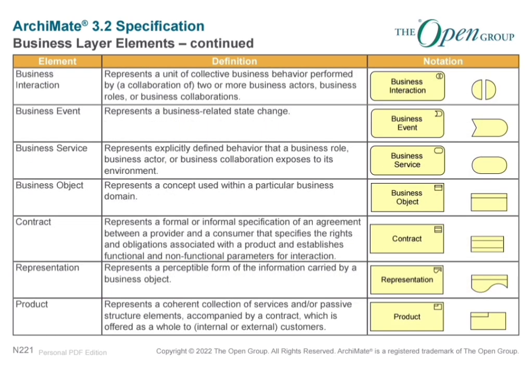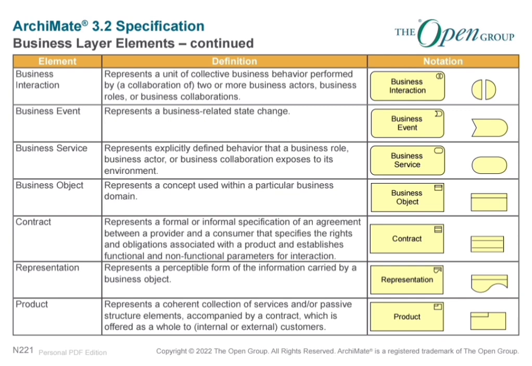And what they work with, the passive stuff. The passive structure elements, that's your business object. A key concept in the business domain, like an invoice or a customer or a product. And representation, the perceptible form of information, maybe a printed report or a dashboard on a screen. This layer also includes business service, that's explicitly defined behavior the business offers. And the business interface, the point where that service can be accessed. And it all ties together with the product, a bundle of services. A bundle of services and maybe some passive elements, yeah, often offered with a contract defining the agreement. It lets you model the core operations and offerings.